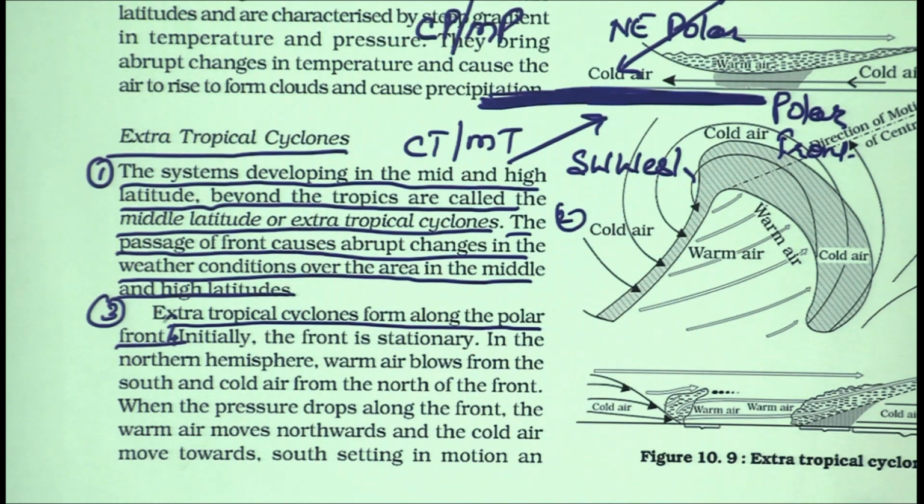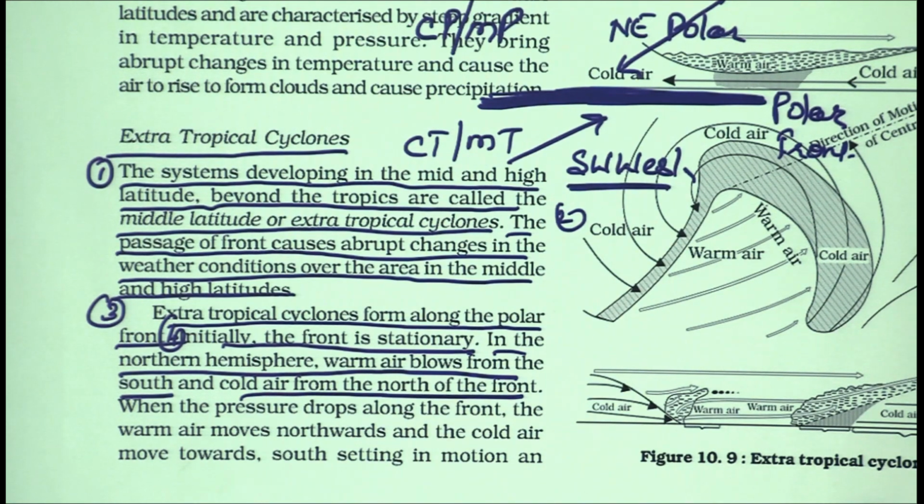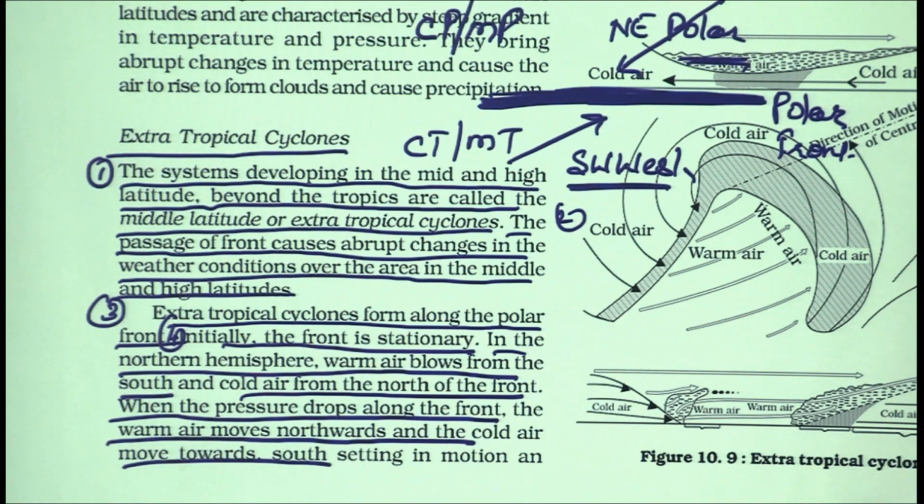Statement 4. Initially the front is stationary. In the northern hemisphere, the warm air blows from south. I have already shown you this. And cold air blows from north. I have already told you this. When the pressure drops along the front, the warm air moves northward and cold air moves southward, setting in the motion. What is this setting in the motion?